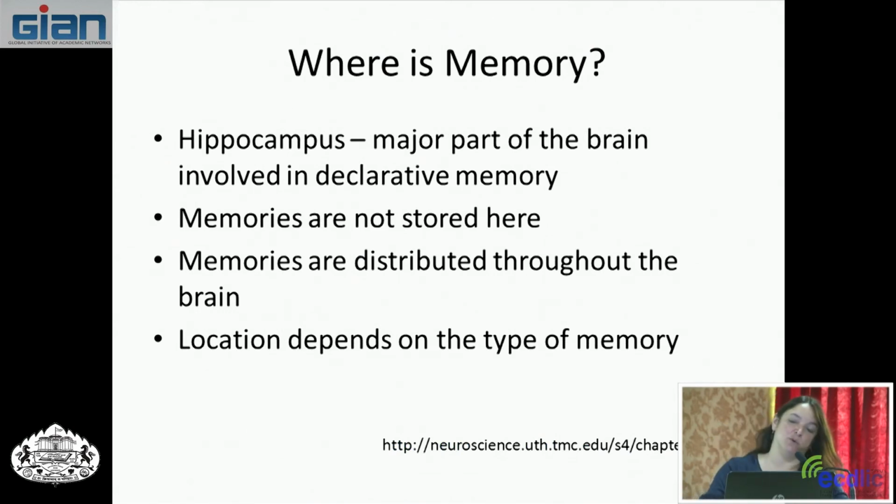So again, where is memory formed? We saw before, briefly, where they thought each type of memory process took place. But one thing we know is that the hippocampus is very important in the formation of memories, and particularly in the formation of declarative memories, or those memories that we store and recall upon demand or need. Memories are not stored in the hippocampus. They are thought to be distributed throughout the brain, but the hippocampus is a major player in consolidating and helping us to store these memories. So the location depends on the type of memory that it is.